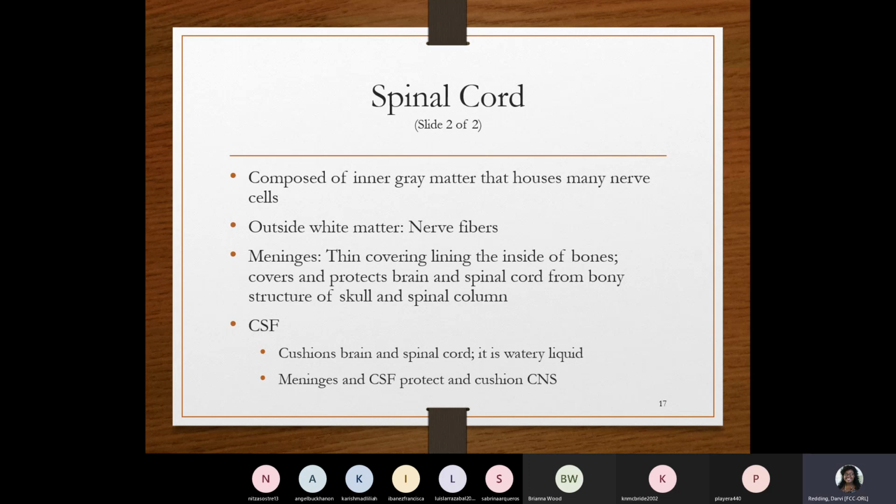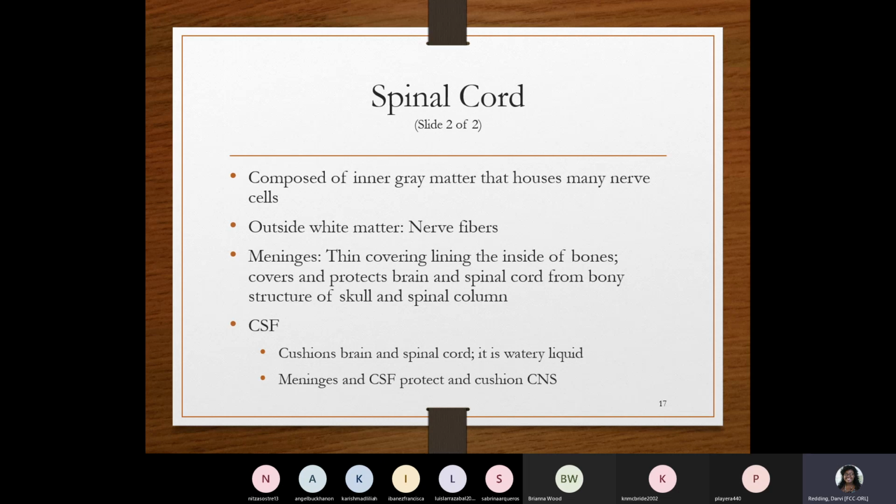As you see CSF, you might be thinking, what does CSF mean? CSF represents a watery liquid, and it is the abbreviation for cerebrospinal fluid. So that's CSF. Cerebrospinal fluid, and that's spelled C-E-R-E-B-R-O-S-P-I-N-A-L.